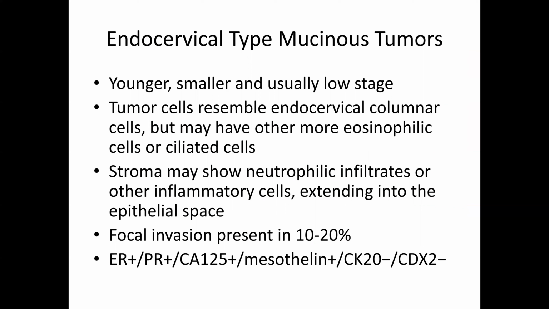These tend to be a little bit smaller, younger patients, usually low stage, and as indicated by the name, the tumors resemble endocervical columnar epithelium. They may have some ciliated cells and so forth. Invasion is not infrequent, and these can tend to be positive with hormone receptors and would obviously be negative for your enteric markers. I've never used mesothelin on these, but it's reported to also be positive as well.